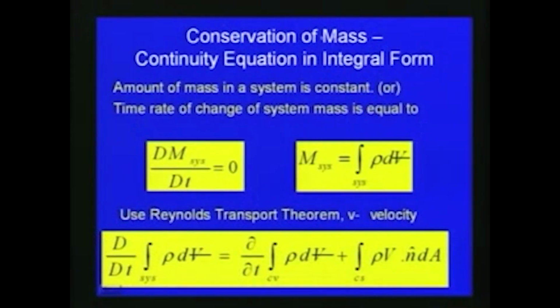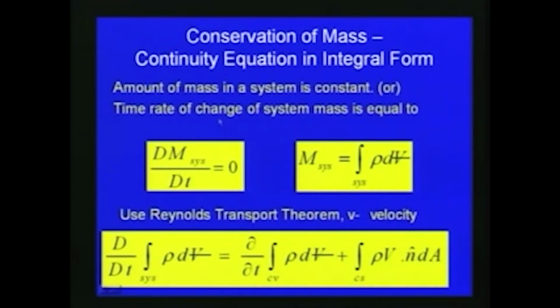According to the conservation of mass, the amount of mass in a system is constant, or the time rate of change of mass is equal to 0. That is the basic principle of the conservation of mass. So the conservation of mass is: the amount of mass in a system is constant, or the time rate of change of system mass is equal to 0, or we can describe with respect to the total derivative dm within the system by dt is equal to 0, where t is the time, m is the mass, d indicates the total derivative.